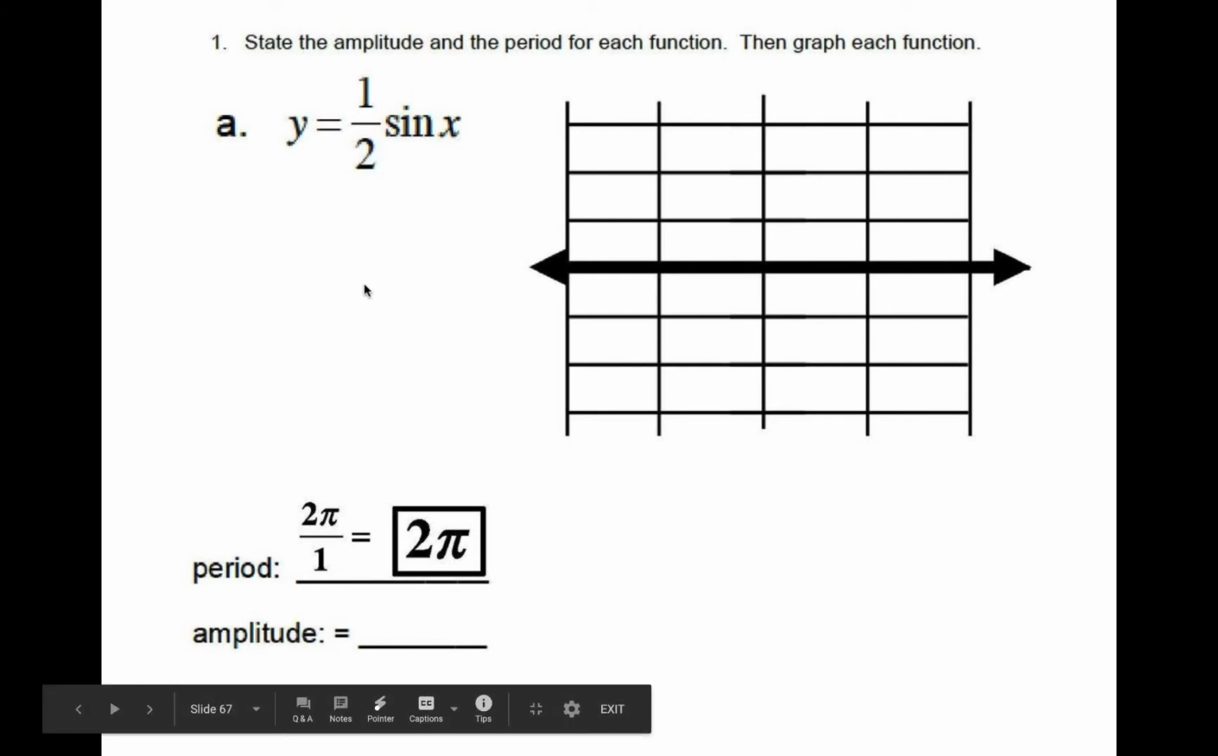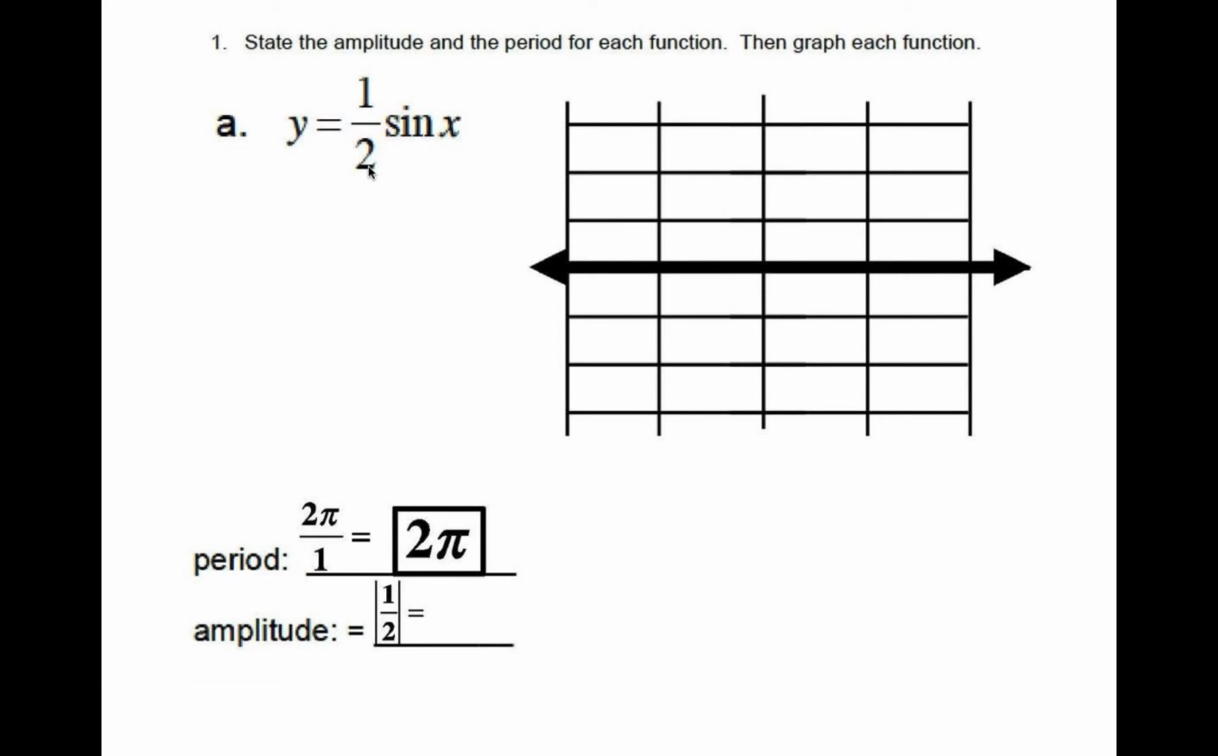Your amplitude is the absolute value of the number in front of sine. So the absolute value of 1/2 is 1/2. To graph this, we didn't have any phase shift left or right. There's no vertical shift. So that means I'm starting at 0. I'm going to end on my period. So I'm going to end at 2 pi.